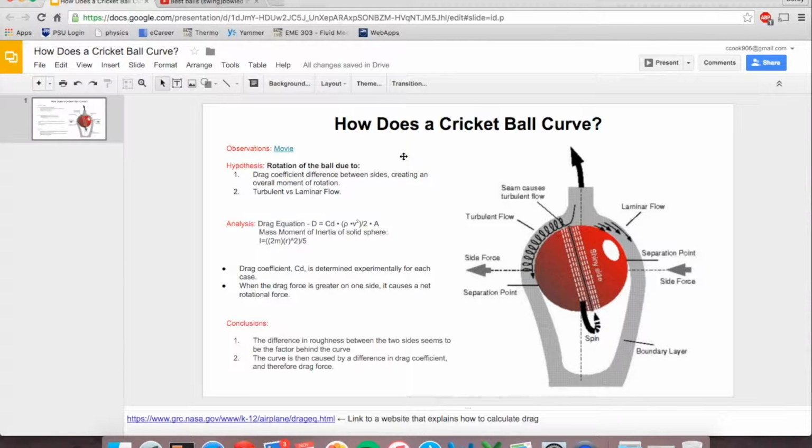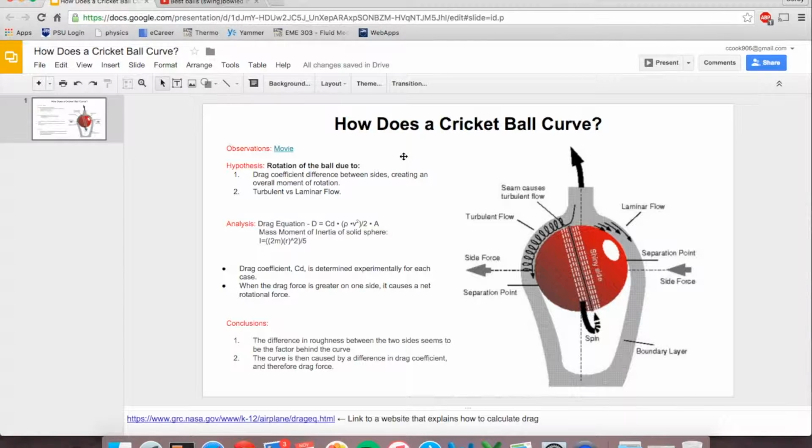Our main hypothesis is that the rotation of a cricket ball is due to a drag coefficient difference between the sides, creating an overall moment of rotation on the ball, and in turn this causes turbulent and laminar flows on each side that contribute to the drag coefficient difference.